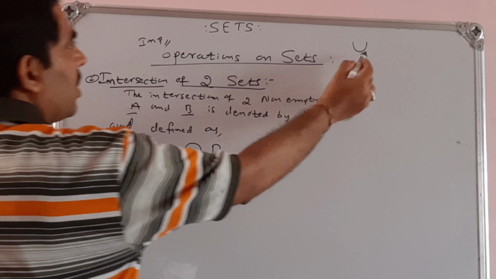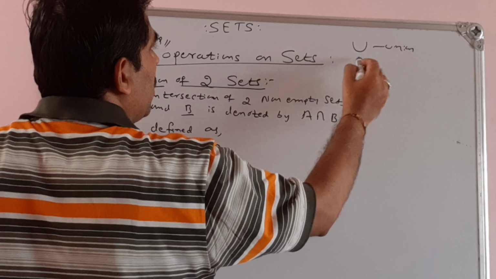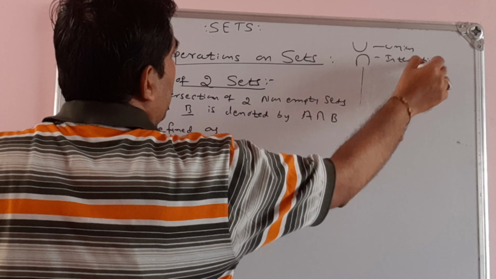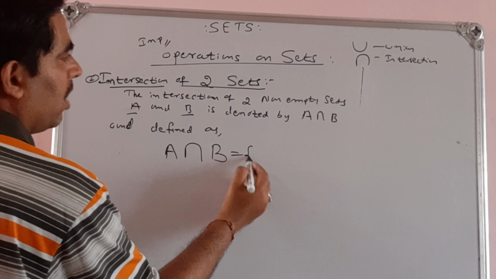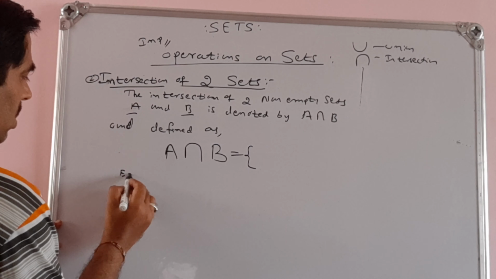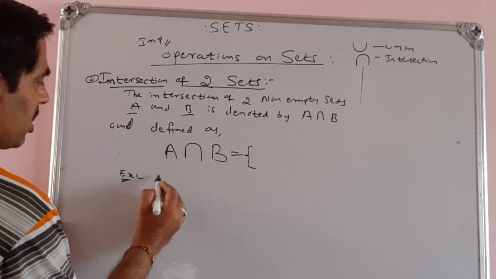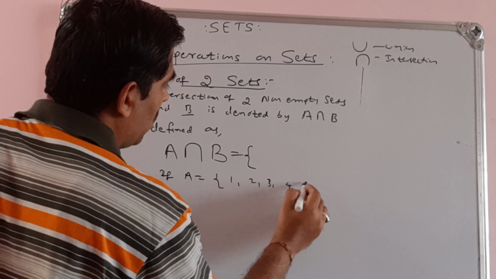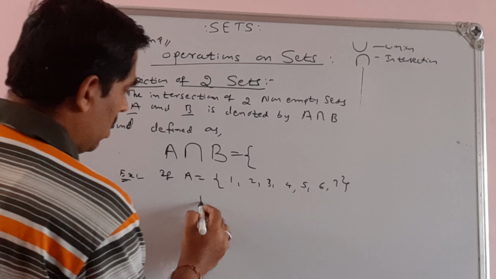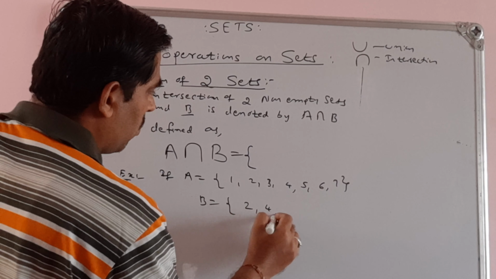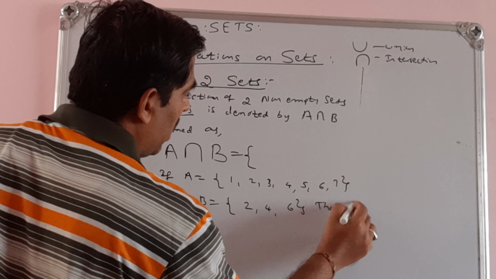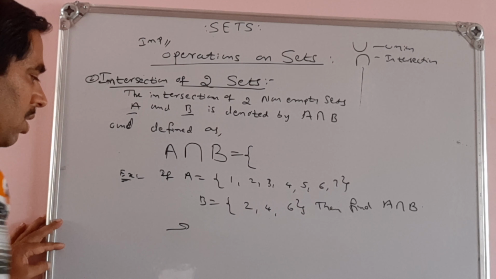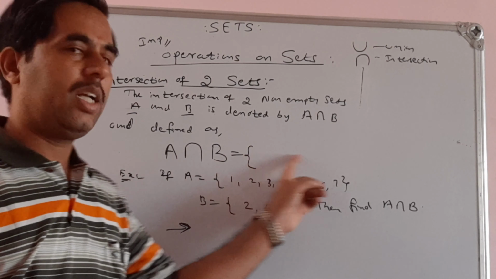See, this is union, and if you write like this, it will be the symbol of intersection. See, what is the meaning of intersection here? Let me write the definition afterwards. Observe this, this is another important concept. Let me take an example. If A is equal to 1, 2, 3, 4, 5, 7, and let me write another one here, B equal to 2, 4, 6. Then find A intersection B. Let me consider an example, and afterwards we can write the definition here.